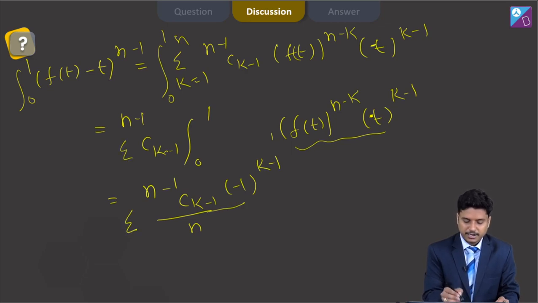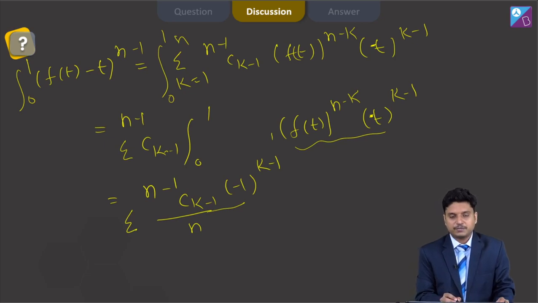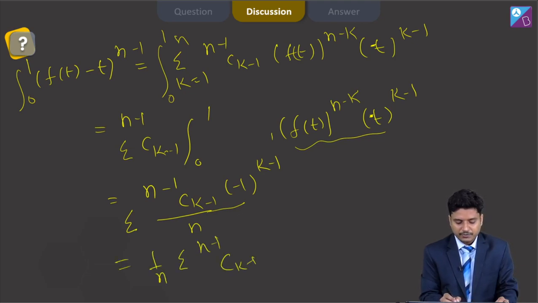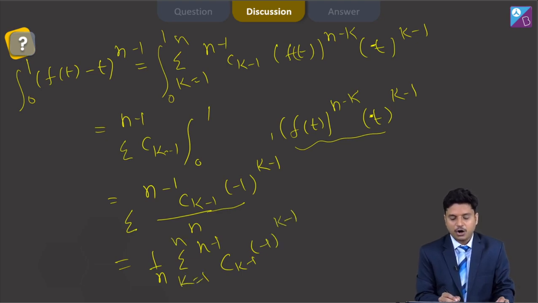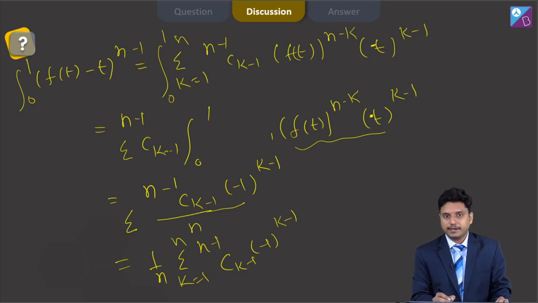So this is 1 by n, summation n minus 1 Ck minus 1 minus 1 raised to power k minus 1 will be there. So 1 upon n summation n minus 1 Ck minus 1 minus 1 raised to power k minus 1, k is equal to 1 to n. You are getting all those binomial coefficients which are possible, but with alternate positive and negative sign, because first term will be positive when k is equal to 1, but when k is equal to 2 this term will get into negative. So alternate positive negative signs will be there.